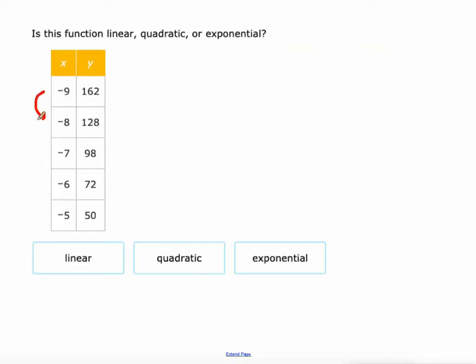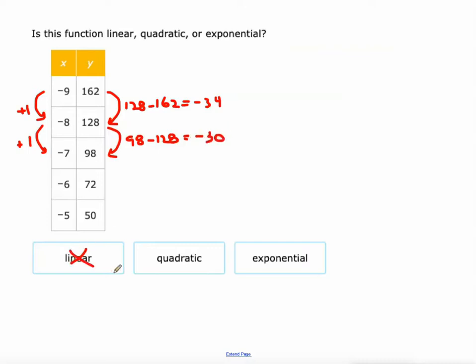Example 3, again, increases of 1 over here. Let's check differences here. So if we do 128 minus 162, we get negative 34, like a decrease of 34, lost value in the y of 34. And if we do 98 minus 128, we don't get negative 34. We only get negative 30. All right, so that rules out linear.